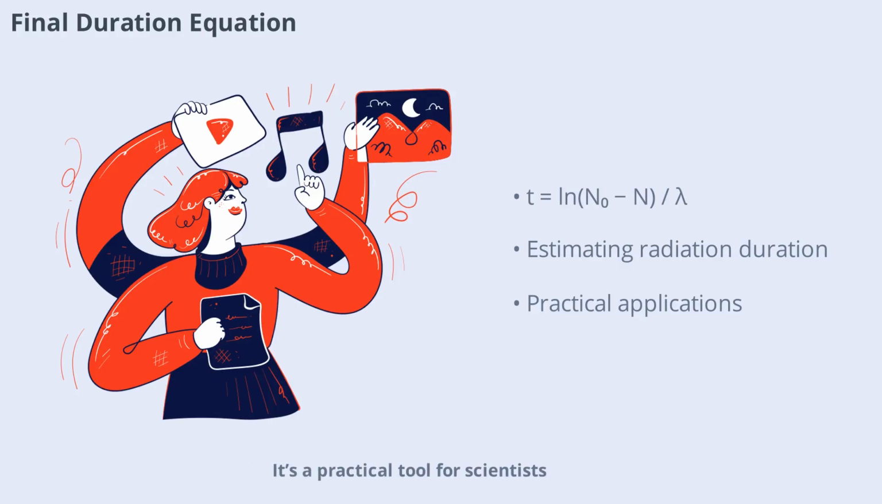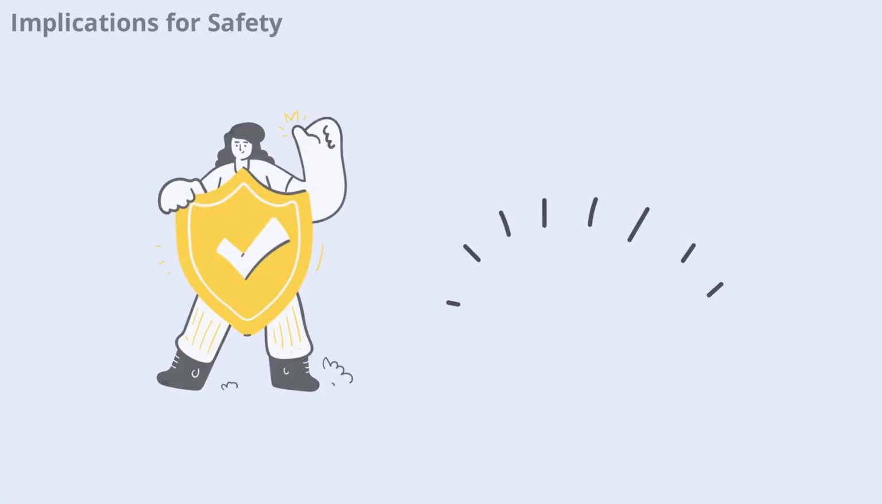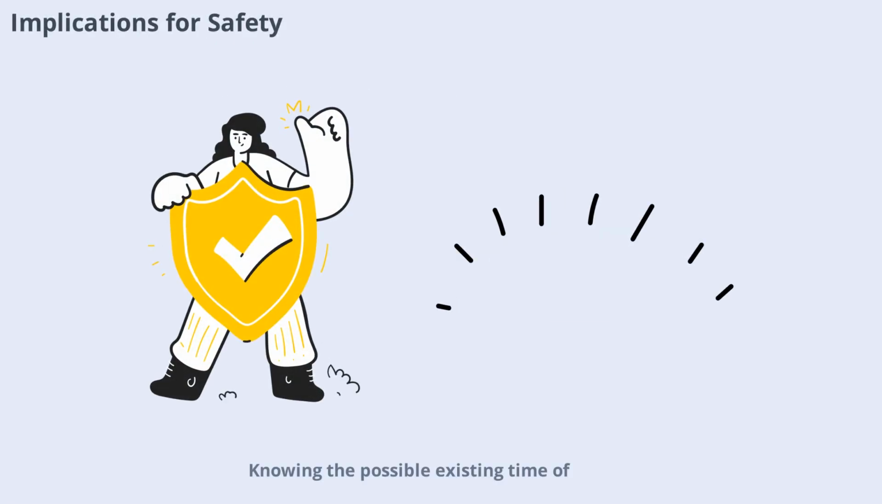It's a practical tool for scientists and engineers working with radioactive materials. Knowing the possible existing time of radiation helps us design better protection strategies. By understanding when and how long radiation is present, we can minimize exposure and safeguard health. This knowledge is essential in fields like nuclear medicine, power generation, and environmental cleanup.